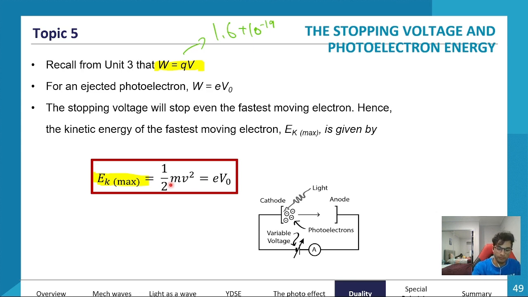At this point, the stopping voltage will stop even the fastest moving electrons. So you can imagine that these electrons are being shot to the other side, and the stopping voltage is exactly the amount that you need to stop every single electron. Let's say the stopping voltage is 2 volts. Using exactly 2 volts, you can stop every single electron from going from here to there.